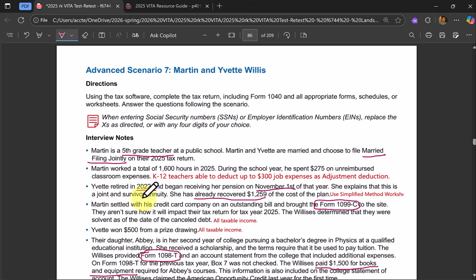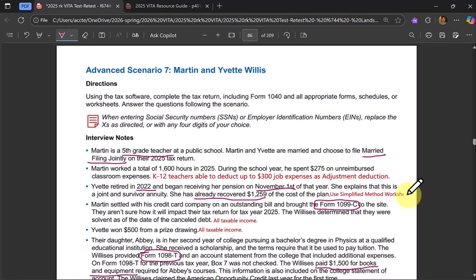We're told that Yvette had retired back in 2022, specifically collecting her pension beginning on November 1st of 2022. And in past years, that means 2022, 2023, 2024, she's already collected tax-free $1,259 out of her pension. And we're going to see we need to use a feature in the software called the simplified method worksheet.